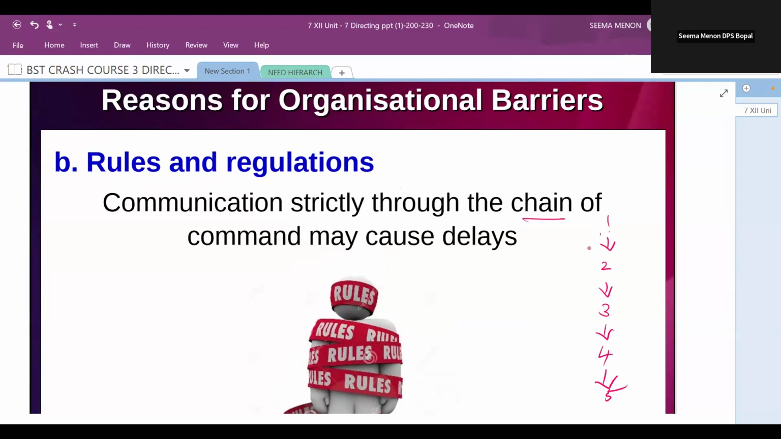So it is strictly that they are following this chain. From 1 it will go to 2 only. From 2 it will go to 3 only. And from 3 it will go to 4. If they strictly follow this, the command may cause delay.